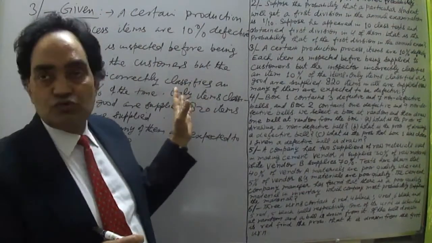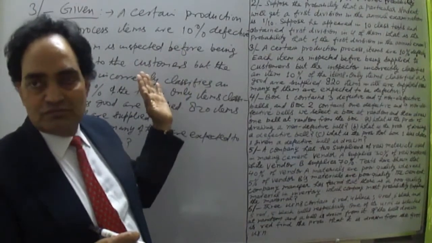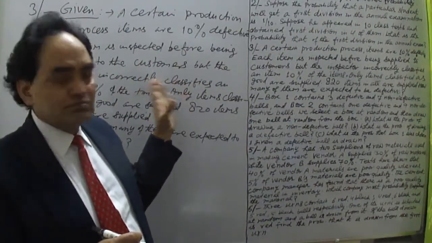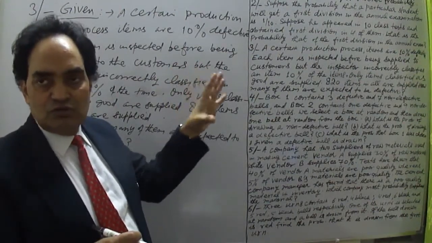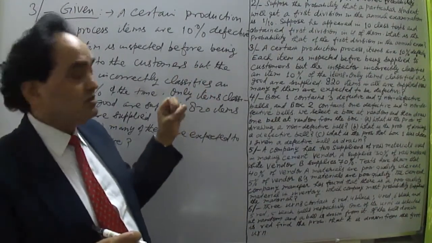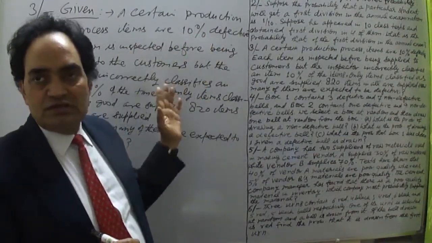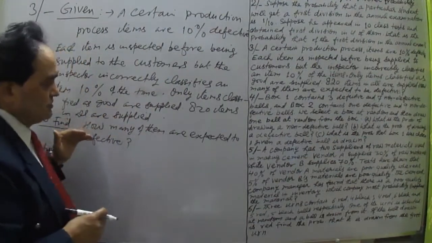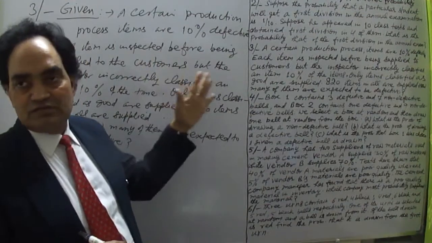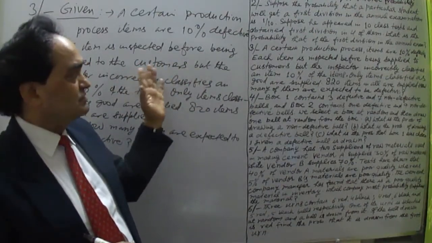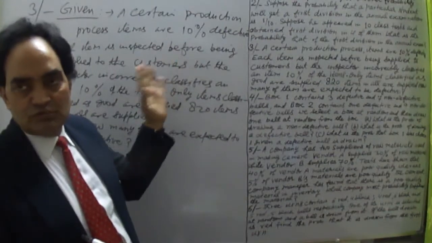Now the inspector also classifies them at 10%. Defective items are 1 upon 10 into 1 upon 10. This we will keep in the numerator. There are two events here. First is defective items, which the inspector also classifies as good, but they are defective: 10% and 10%, so 1 upon 10 into 1 upon 10.